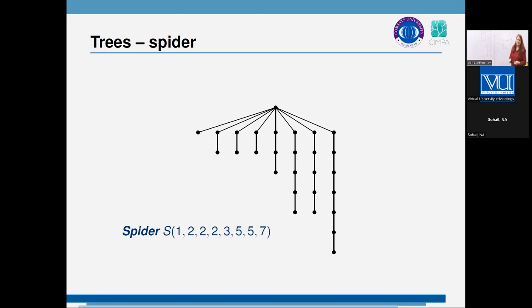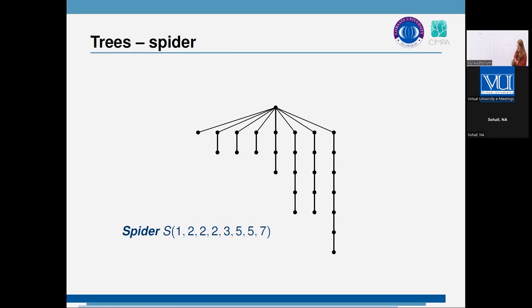Okay, so first, how many edges do we have in this graph? We have 1 plus 2 plus 2 plus 3, and so on. We have found all these numbers. So what is it? 27. We have 27 edges. So it means that we use numbers from 1 up to 27 to label the edges of this graph. And we do it this way.